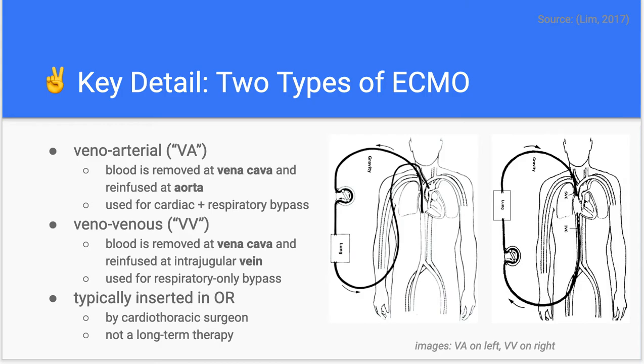With veno-venous circulation, again, we're removing blood at the vena cava, but this time we're reintroducing it into the internal jugular vein, so it's going back into the venous system. It's a little non-traditional to have freshly oxygenated blood entering the right side of the heart, but the idea is that this is used for respiratory-only bypass, so if we want the patient's heart to still be working and still be pumping blood and doing that work, we might put them on VV.